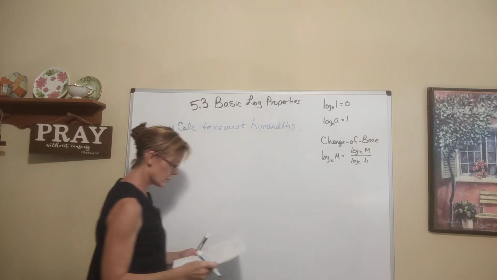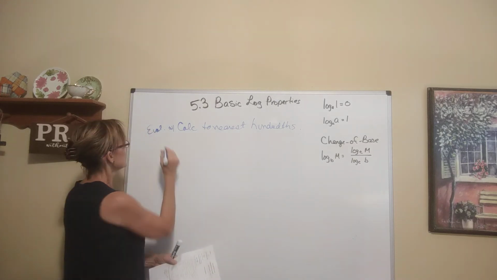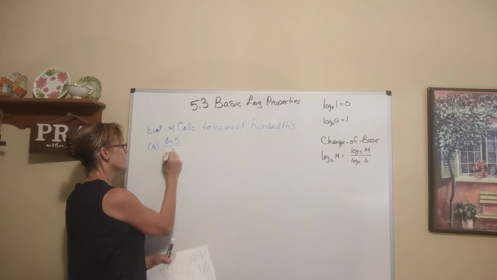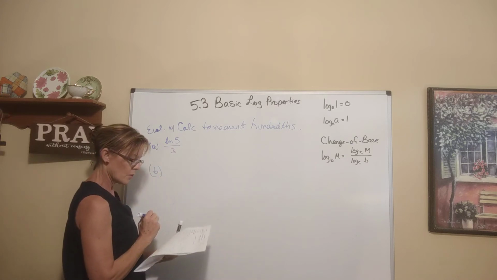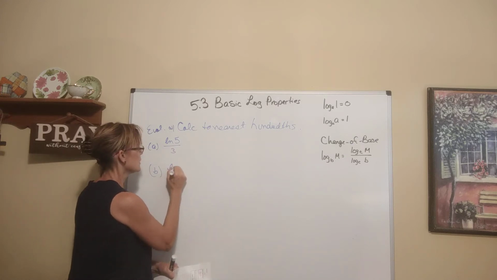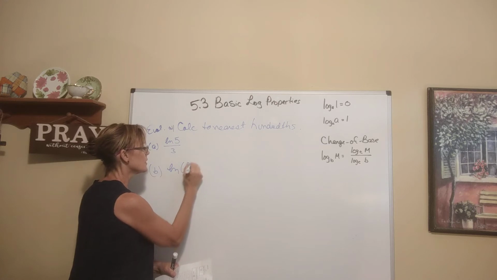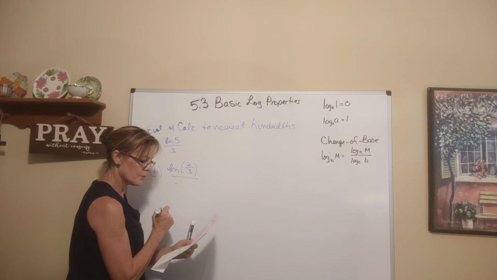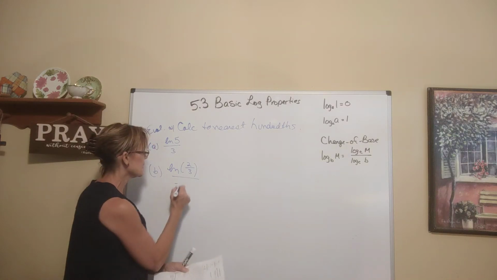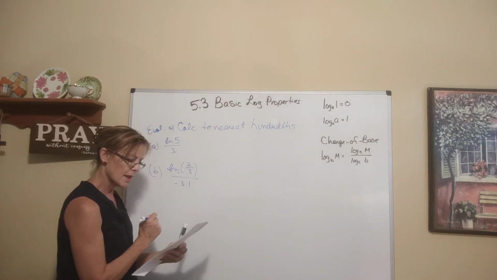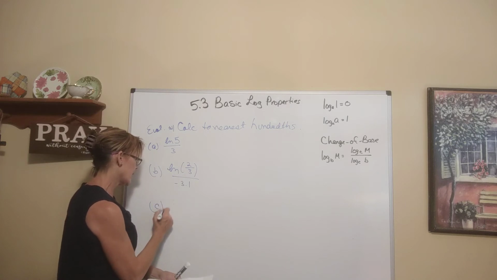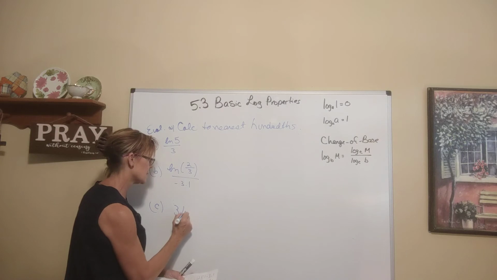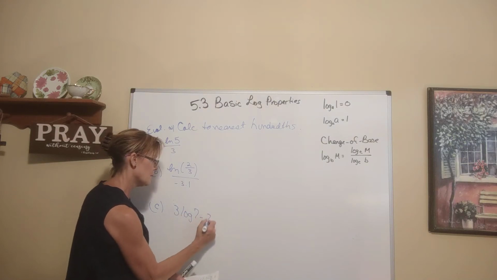All right, so the first one we have is the natural log of 5 divided by 3. The second one we have is the natural log of 2/3 divided by negative, I can't read my writing, I'm going to say negative 3.1. And then the third one we have is 3 times the log of 7 minus 2.